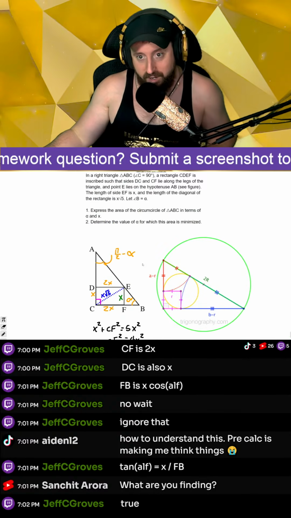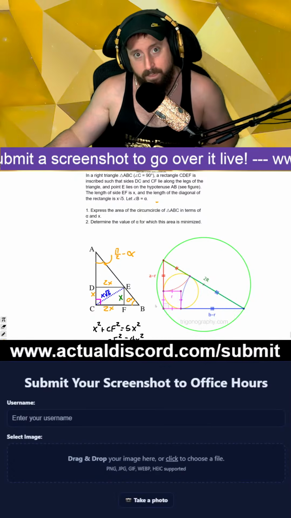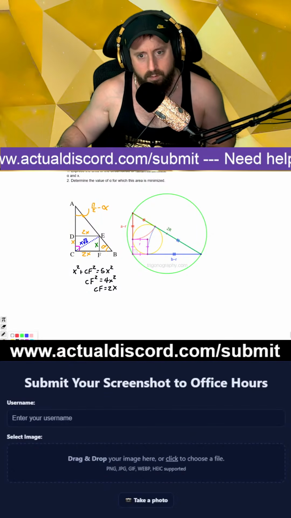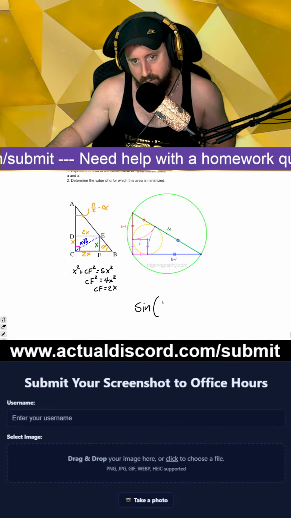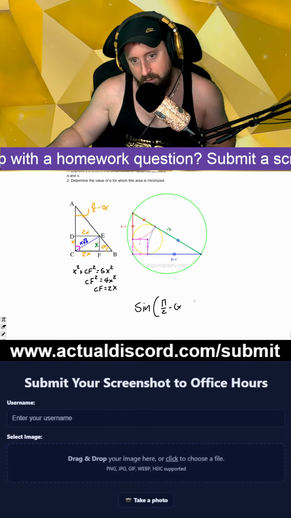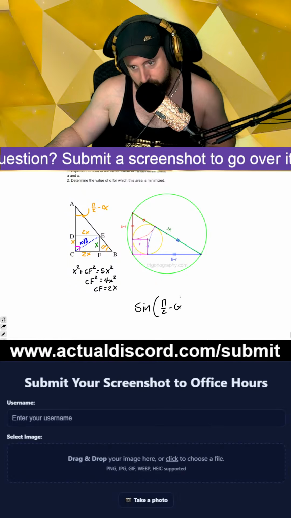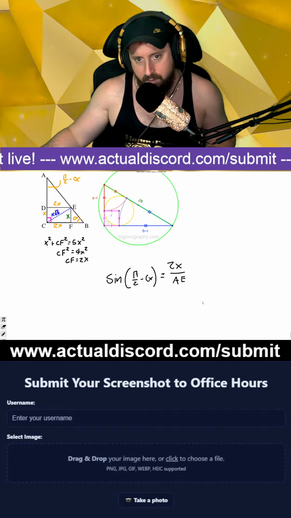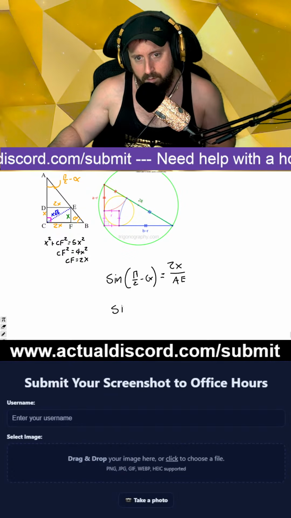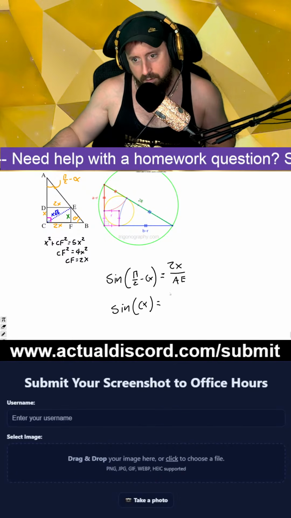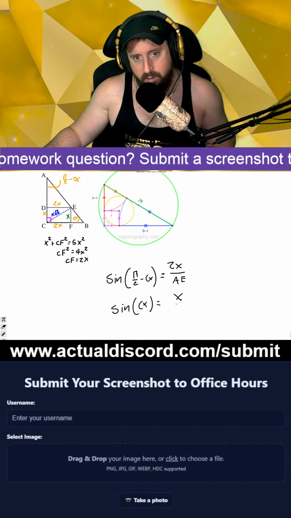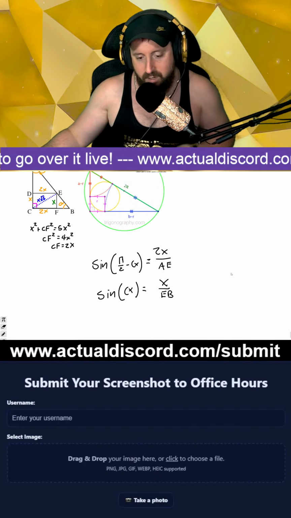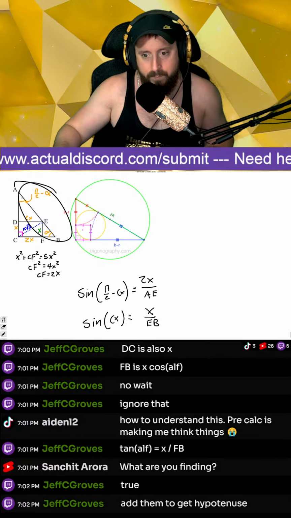What are we trying to find? I'm trying to find the area of the circumcircle. That's what I'm trying to do. Yeah, add them to get the hypotenuse, right? Okay. So from this, sine of pi over 2 minus alpha is equal to 2x over AE, and sine of alpha is equal to x over EB. And I want AE plus EB, because then I get this, and then we're golden.